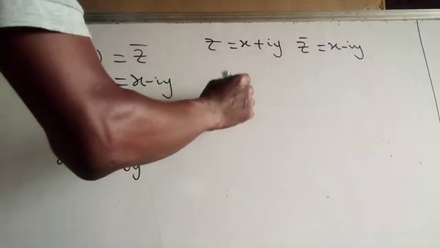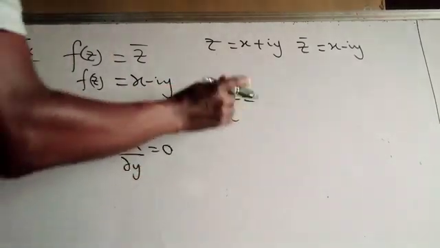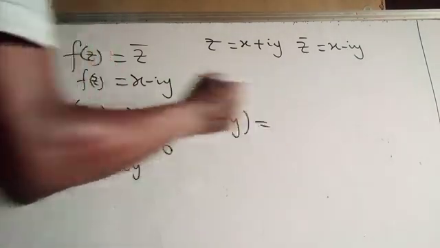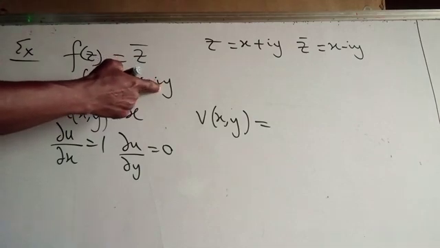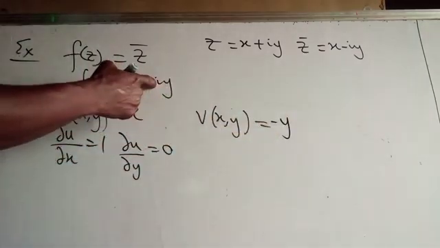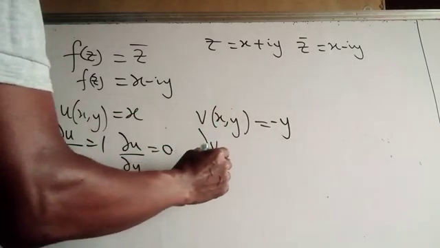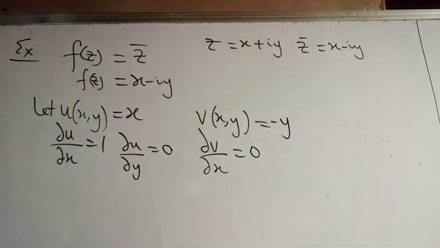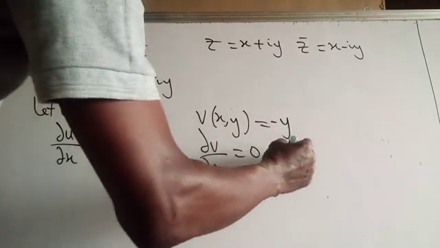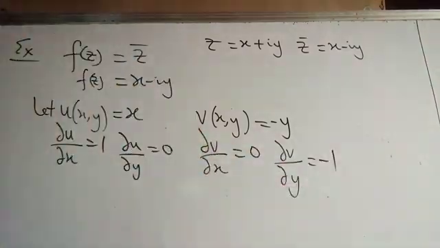Now, what's our v? Let's write out our v as well. Our v of x comma y will be what? We are considering the imaginary part of the complex number. That will be minus y. You don't need to include i here again, because i is already for v. So now the partial derivative of v with respect to x will be 0 automatically, because this value does not contain an x variable, and the partial derivative of v with respect to y will be minus 1.